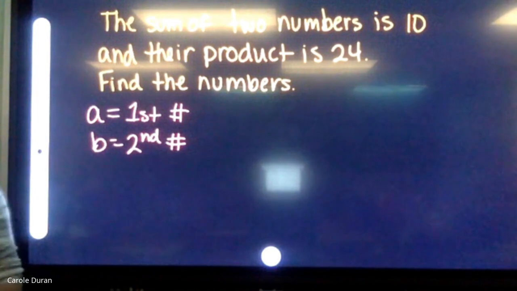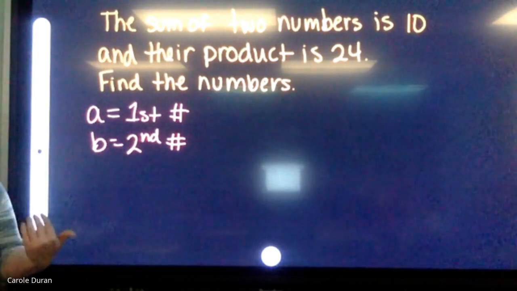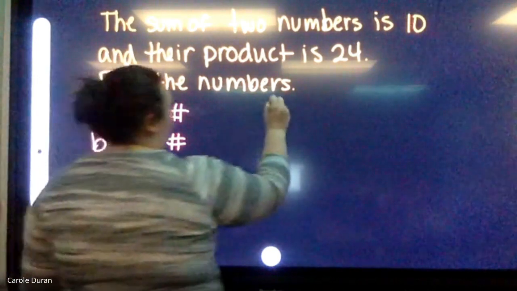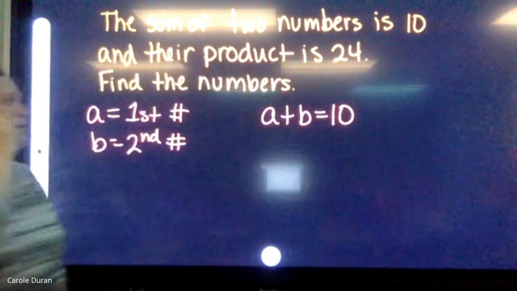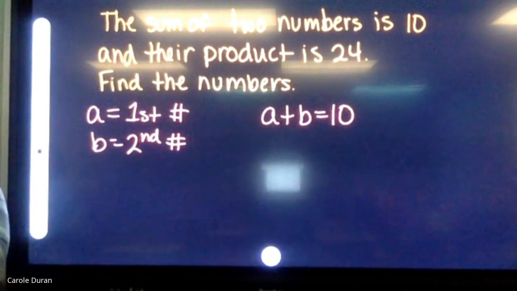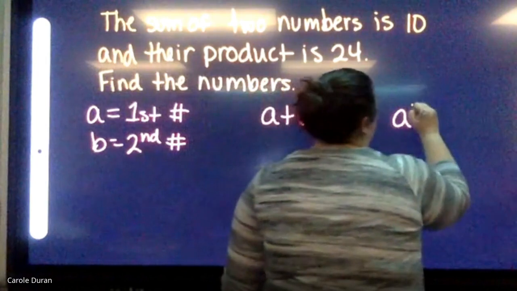So if I know that the sum of these two numbers is equal to 10, how would I translate that to a numerical equation? A plus B equals 10. Awesome. And then if I know their product is 24, how would I rewrite that as an equation? A times B. So A times B equals 24.